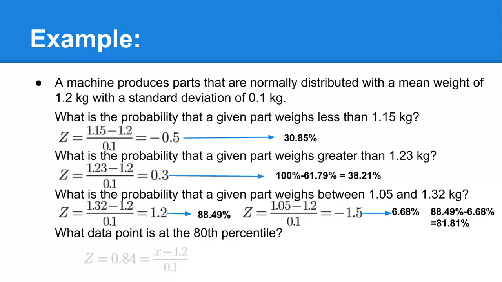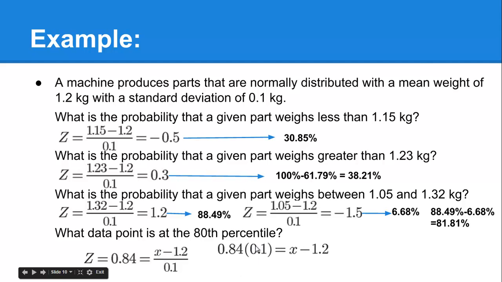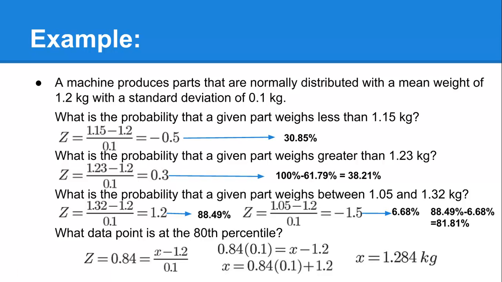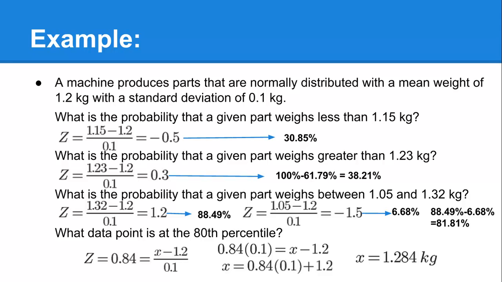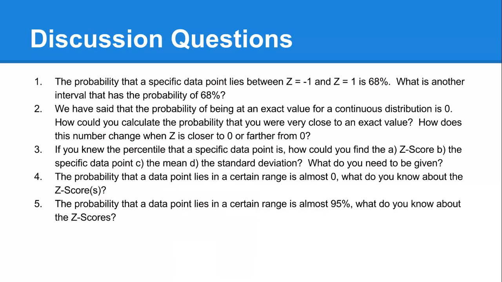Now a data point lying at the 80th percentile. If we look up the 80th percentile, we get a Z value of 0.84. Subbing in the points, like the mean and the standard deviation, we actually have to calculate x. We can calculate x by multiplying both sides by 0.1, so cross multiply the 0.1 out, and then add 1.2, and we get an x value of 1.284. Okay? So that'll be the kind of questions we need to be able to do.